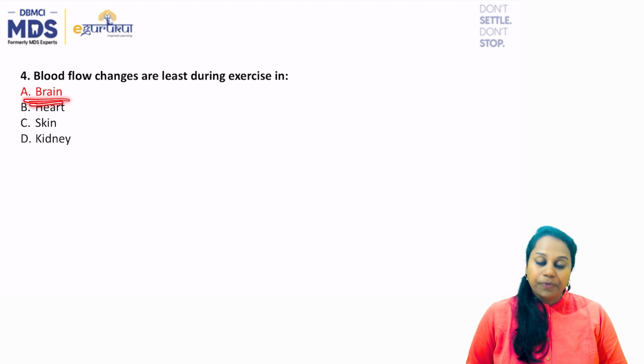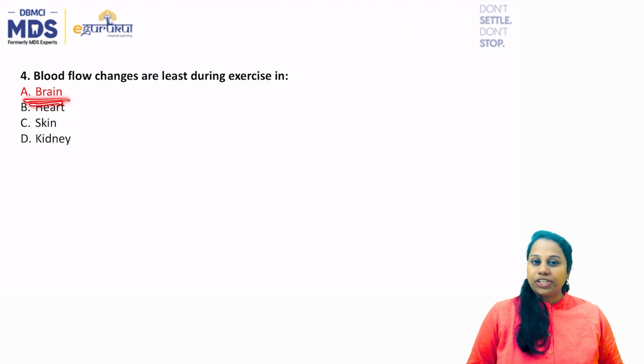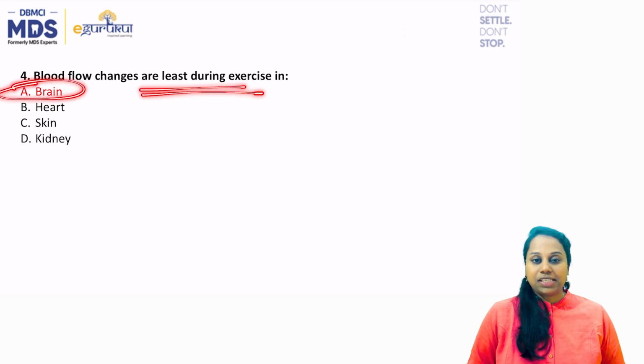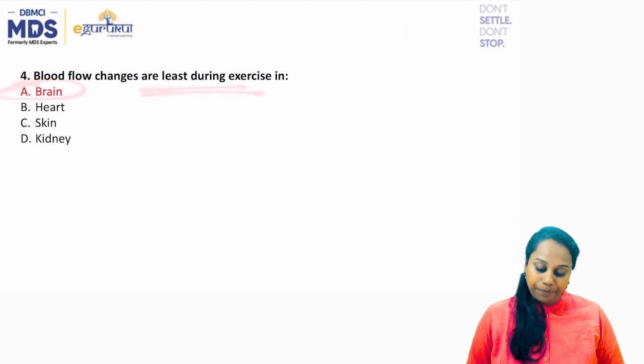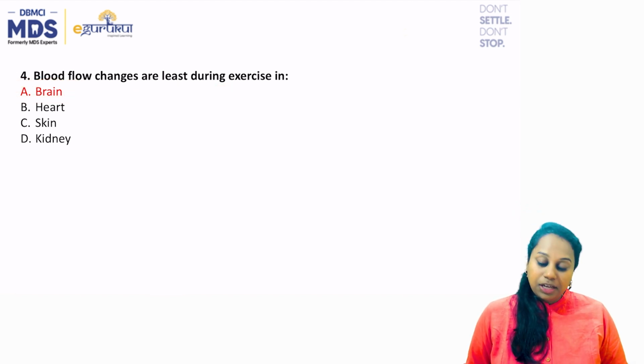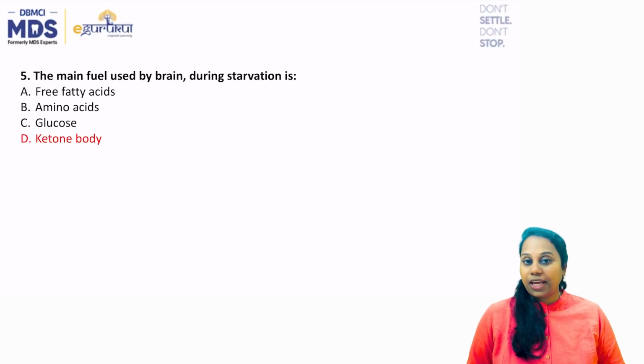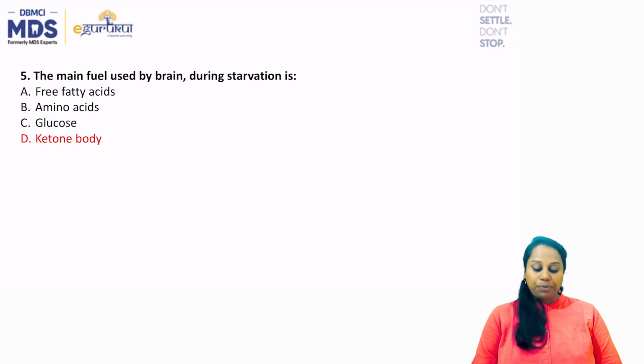And that is why during exercise, blood flow changes can happen in any other part of the body, but least changes are seen in the brain because brain cannot withstand loss of blood supply. So the answer to this question is blood flow changes are least during exercise in the brain. Option A, brain. Over to question number 5.